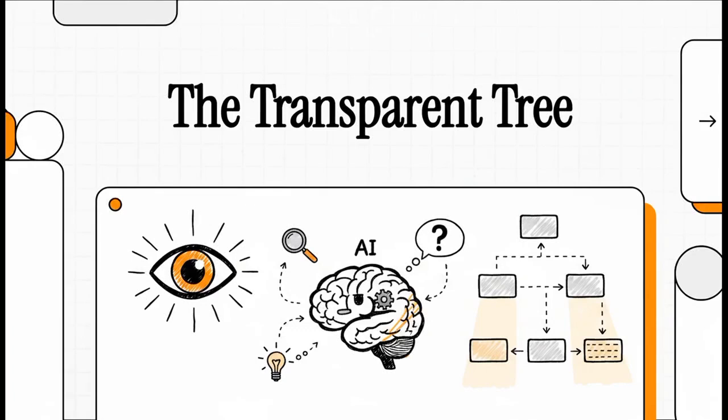Welcome to The Explainer. Today, we're going to pull back the curtain on a type of AI that, believe it or not, thinks a lot like we do. We're going to get right inside its head to see how it makes decisions. Decisions you can actually follow, and most importantly, question.